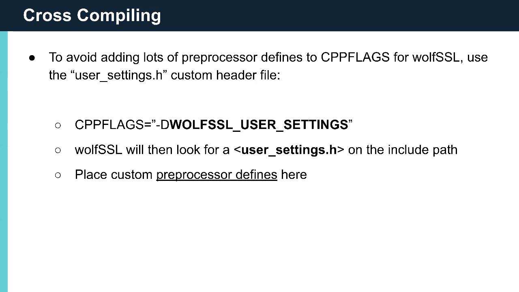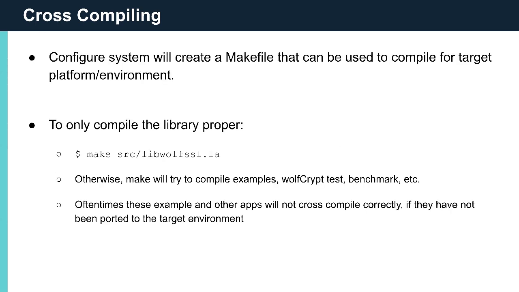And again, when you're cross-compiling, you're likely to have a lot of preprocessor defines to control the wolfSSL build. And here, just another reminder, we recommend using user_settings.h with wolfSSL user settings defined, and then placing all your custom preprocessor defines into that file. Once you run configure, configure makes a makefile that you can use to compile the library for your target.